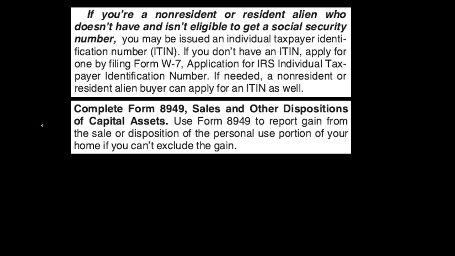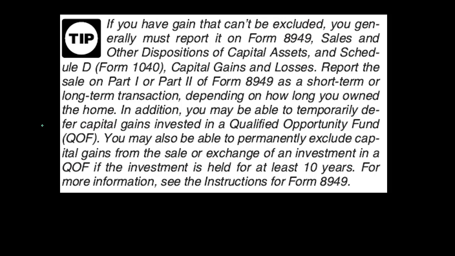Complete Form 8949, Sales and Other Dispositions of Capital Assets. Use Form 8949 to report gain from the sale or disposition of the personal use portion of your home if you can't exclude the gain. Tip: if you have gain that can't be excluded, you generally must report it on Form 8949 and Schedule D, Form 1040, Capital Gains and Losses. Report the sale on Part 1 or Part 2 of Form 8949 as a short-term or long-term transaction depending on how long you owned the home. So short-term or long-term, was it less than a year? Typically it would be long-term, over a year.